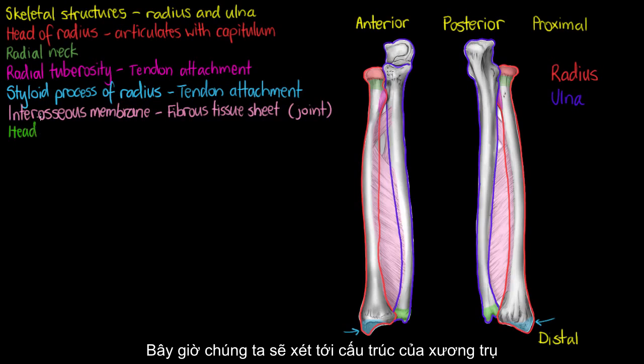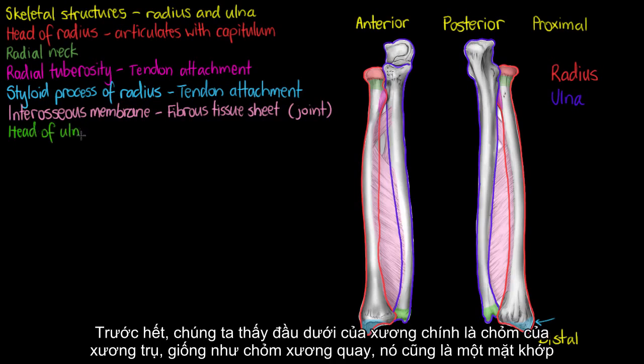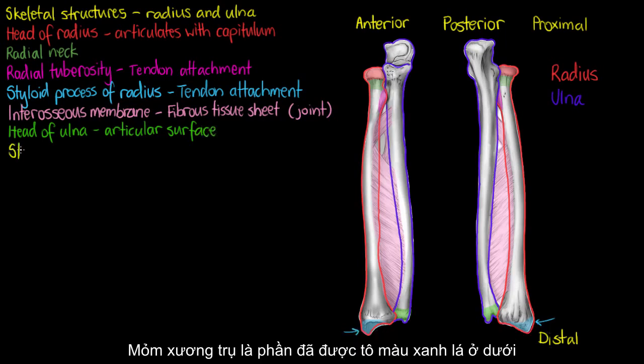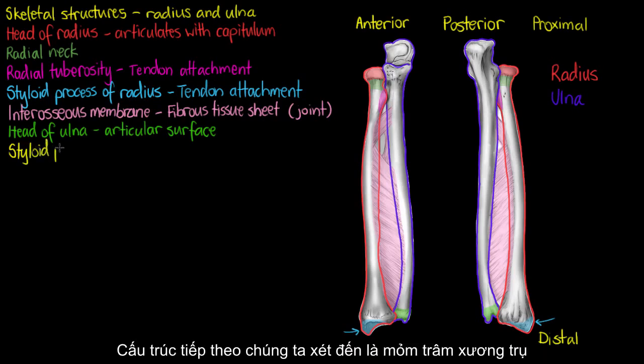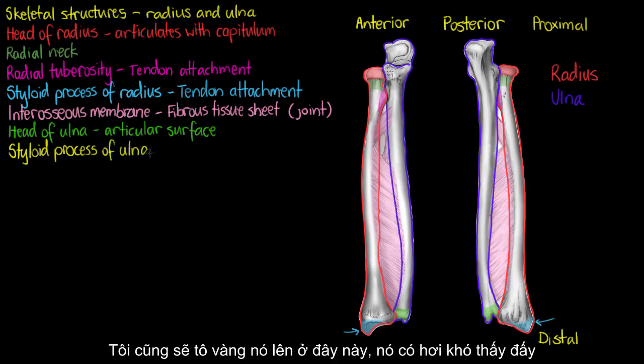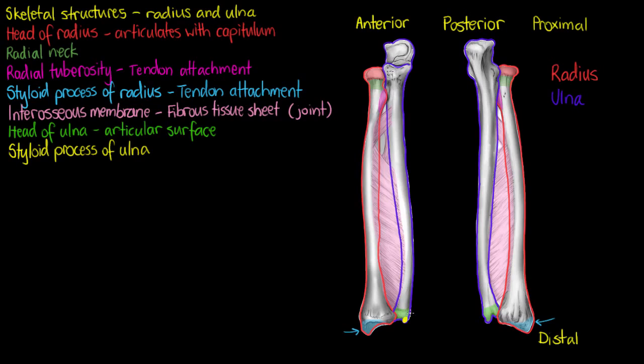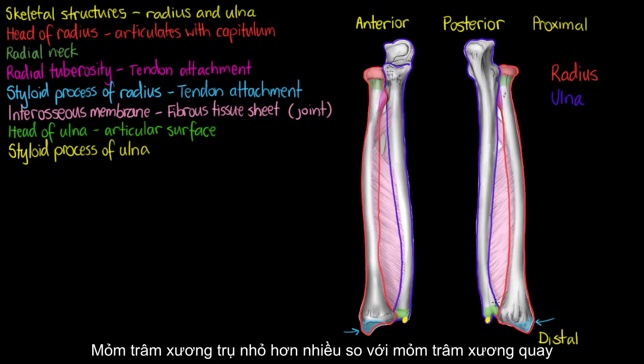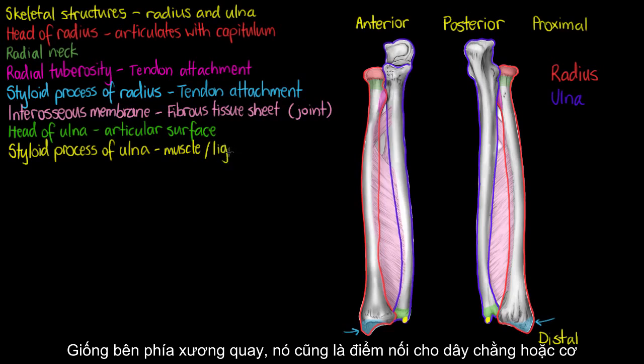Moving on to the structures of our ulna now. The first one we'll see at the distal end of the bone is the head of the ulna. And once again, like the head of the radius, it's going to be an articular surface. So we can see that highlighted in green down the bottom. Now the next structure we're going to see is the styloid process of our ulna, and I'll highlight that as I'm going here, otherwise it might be a bit hard to see. The styloid process of the ulna is much smaller than the styloid process of the radius, and I've just highlighted it in yellow there. Once again, like with the radius, it's going to be a point of muscle or ligament attachment.